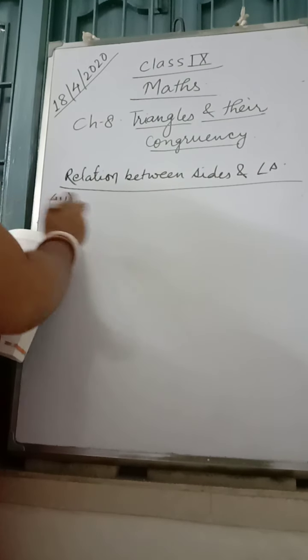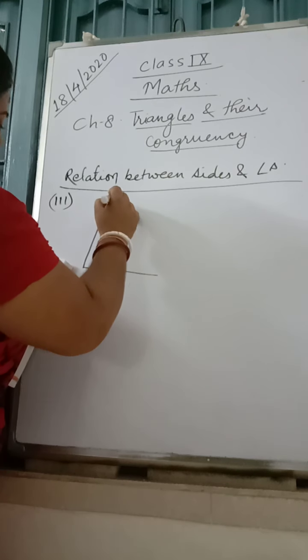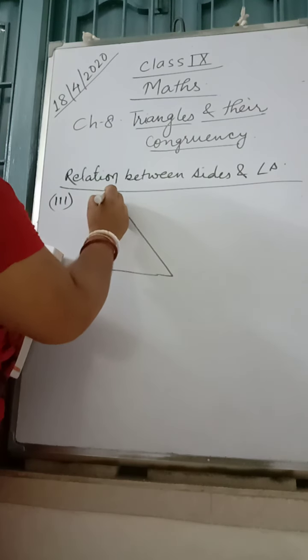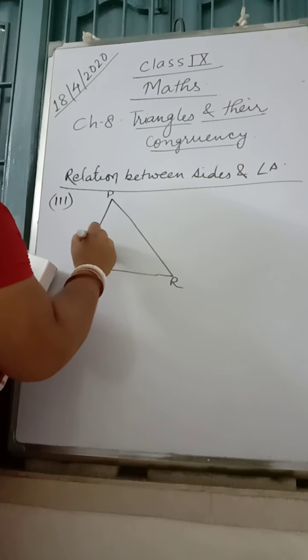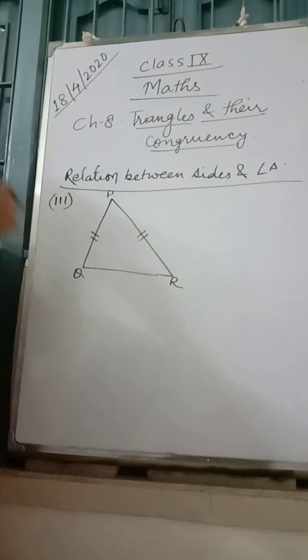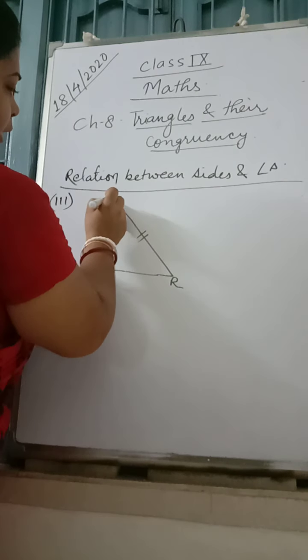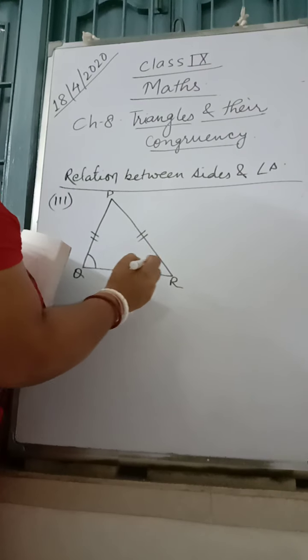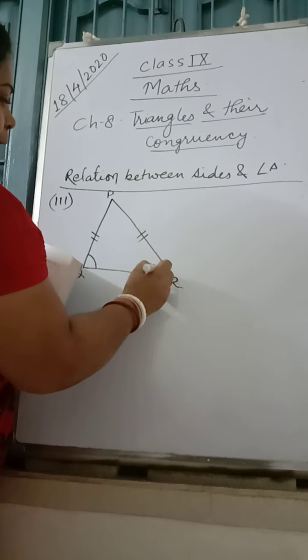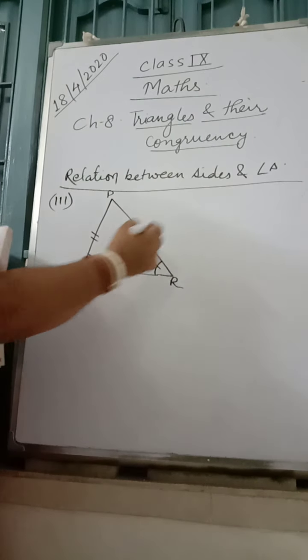It says if we have a triangle in which any two sides are equal, just see the example. If I have a triangle PQR in which PQ and PR are equal, the angles opposite to the equal sides, now PR's opposite is angle Q and PQ's opposite is angle R, they also will be equal. This is relation number 3.